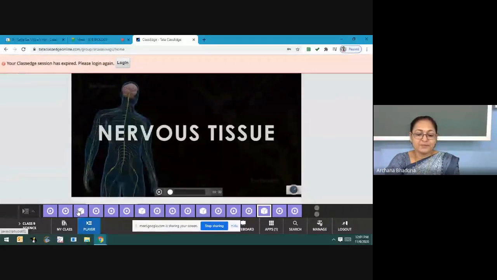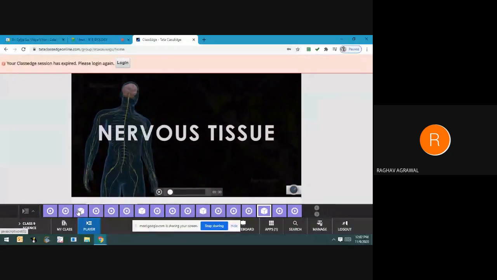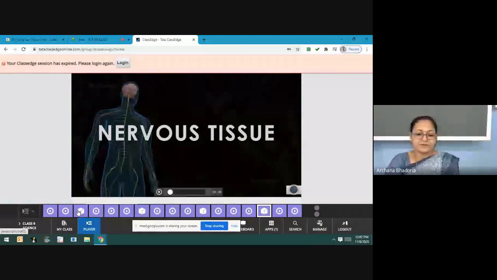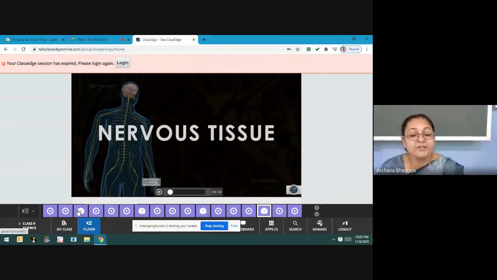So Raghav, quickly name the types. Ma'am, connective tissue, nervous tissue, muscular tissue, and epithelial. What did I say first? Epithelial tissue. Okay. So now first we will start with the nervous tissue.